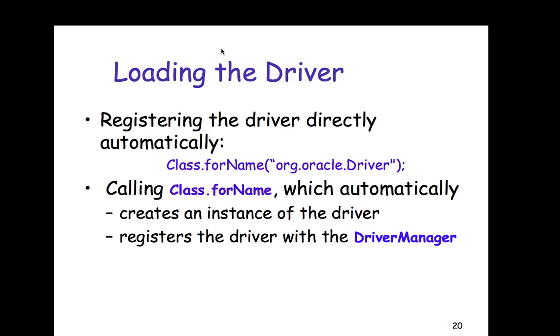So we got the loading of the driver, the first step. So we're registering the driver directly, automatically, by going Class.forName, and then we're saying org.oracle-driver. So what we're doing is we're running a method to automatically load a driver. What we do is, you'll see this in the video, you download the driver, you put it in the same directory as your bin directory, which is probably the easiest thing to do in your Java folders. And then you just run a command to say, you know, load me. Class.forName, which is essentially going to create an instance of the driver, which is a class.